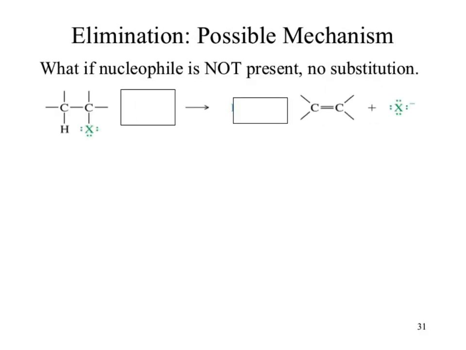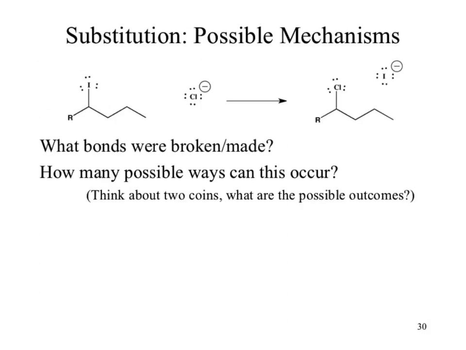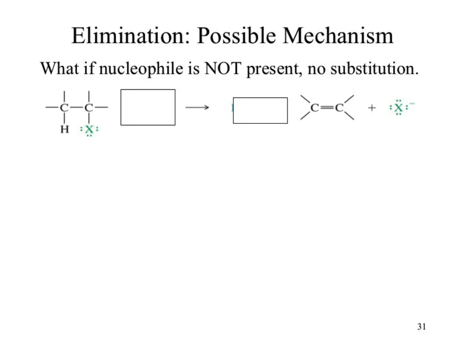So, elimination. What changes now? What is different about the elimination reaction in comparison to the substitution reaction? So I see a double bond forming in the product. What else is different? What else is different about the elimination? Okay, we can get into that. I would say it's even easier than that.